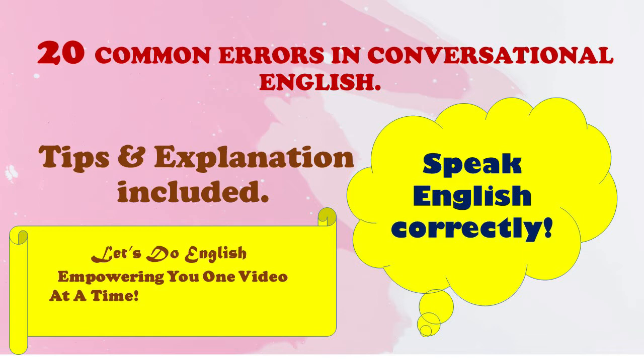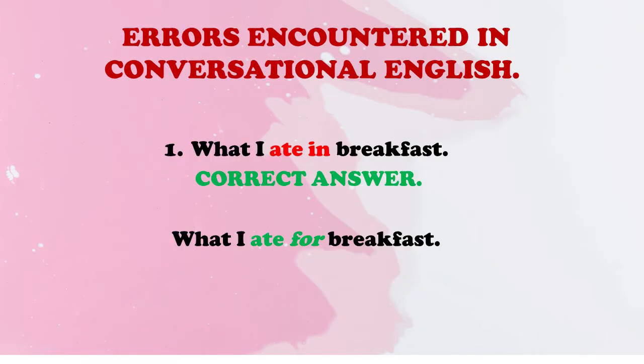Most of the time we make errors in English because we don't know any better. We have grown up hearing others speak the same way and assumed that it was correct. But now you have an opportunity to identify if you make any of these errors and correct them. Now the first sentence on our list is "what I ate in breakfast." This makes this sentence an incorrect one because the correct preposition has not been used. The correct preposition would be "for." Now the sentence would be "what I ate for breakfast."